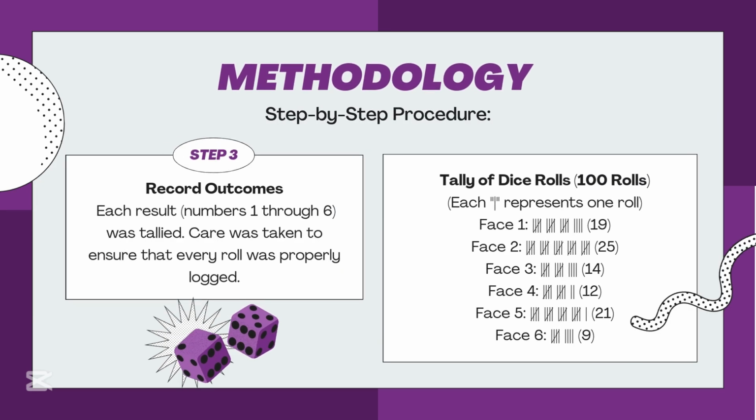The third step is to record outcomes. After each roll, the result was recorded immediately using tally marks beside the number that appeared, 1 to 6. This helped keep track of how many times each number came up. Accuracy in this step was important to avoid any miscounts or missing results.